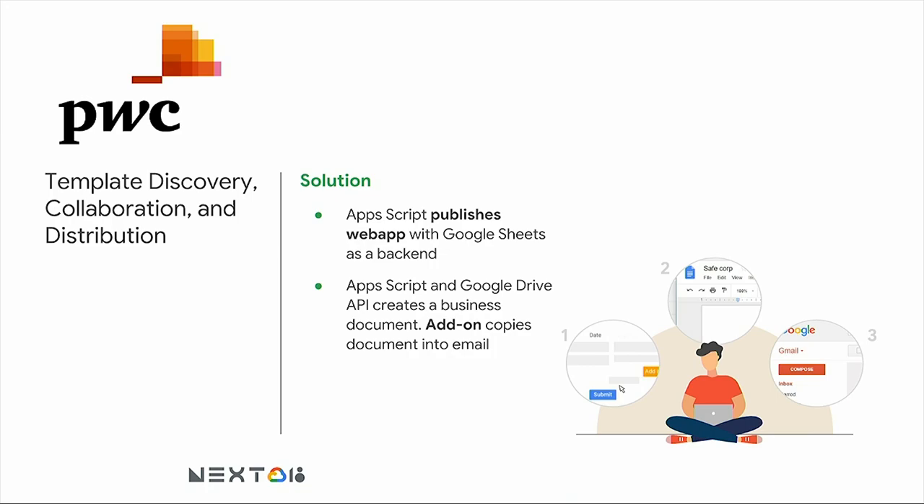This solution has two parts. The first part is a published web application that presents the user with a custom form that they fill out to give to the right person, the client, using a template. It uses a Google Sheet as a data backend. And once the user fills out a form, AppScript is used to produce a Google Doc template. And it lands in the user's My Drive so they can start collaborating in the document.